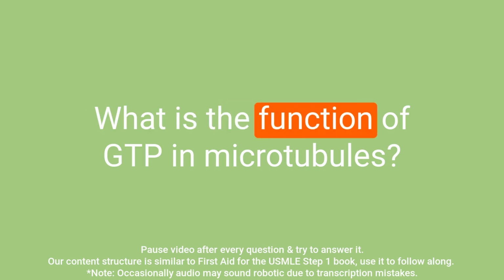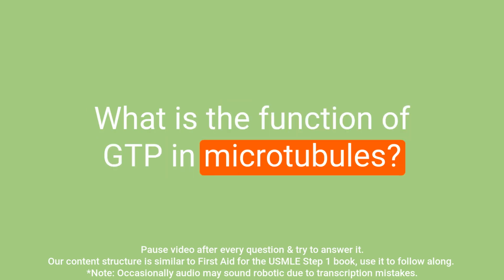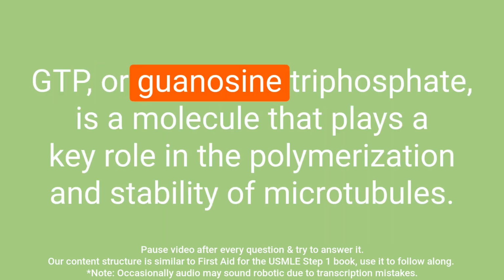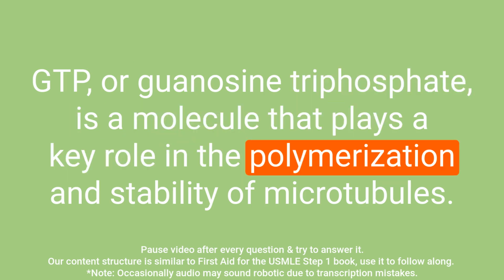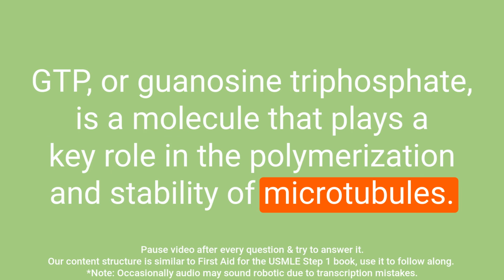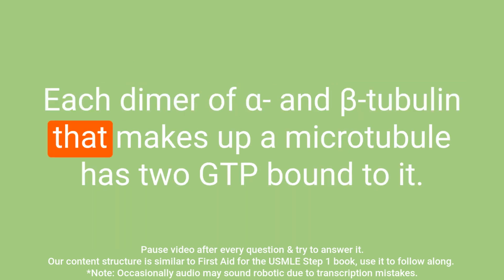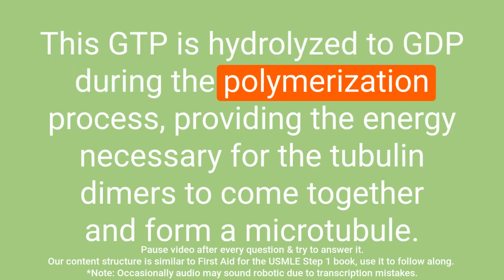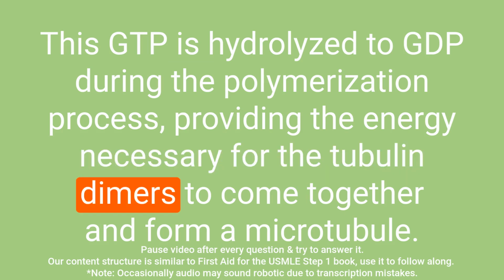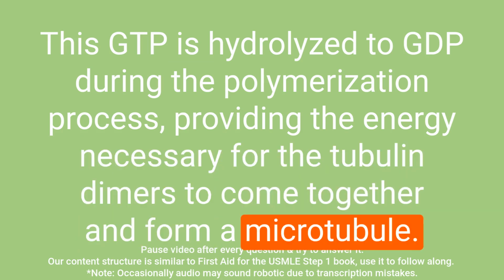Question: what is the function of GTP in microtubules? Answer: GTP, or guanosine triphosphate, is a molecule that plays a key role in the polymerization and stability of microtubules. Each dimer of alpha and beta tubulin that makes up a microtubule has 2 GTP bound to it. This GTP is hydrolyzed to GDP during the polymerization process, providing the energy necessary for the tubulin dimers to come together and form a microtubule.